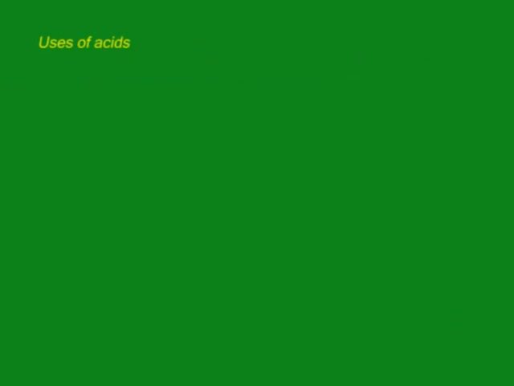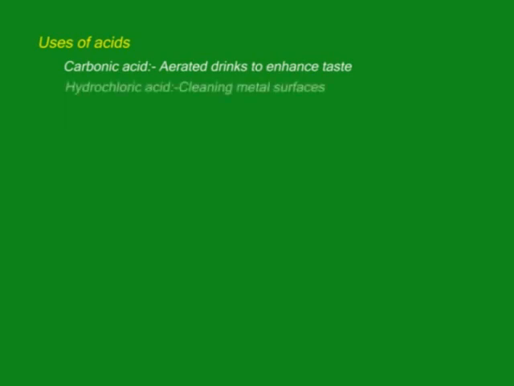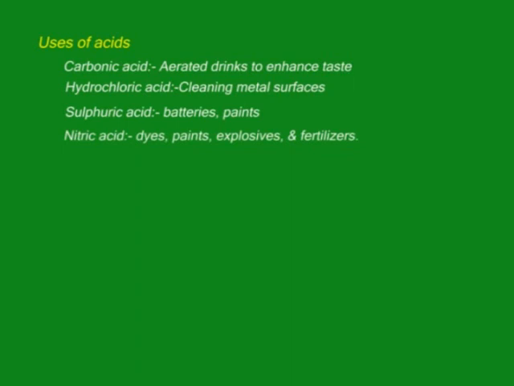Uses of acids. Carbonic acid is used in aerated drinks to enhance taste. Hydrochloric acid is used in cleaning of metal surfaces. Sulfuric acid is used in car batteries, manufacture of fertilizers, paints, and detergents. Nitric acid is used in the manufacture of dyes, paints, explosives, and fertilizers. Ethanoic acid and citric acid are used as flavors in foods.